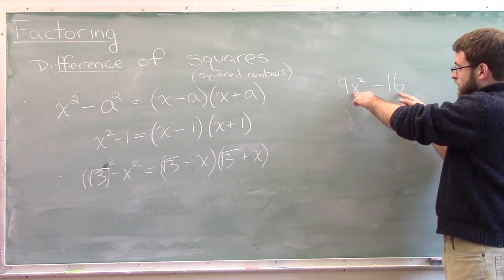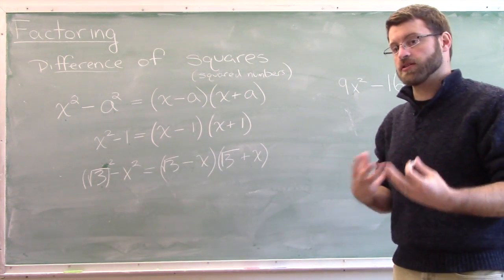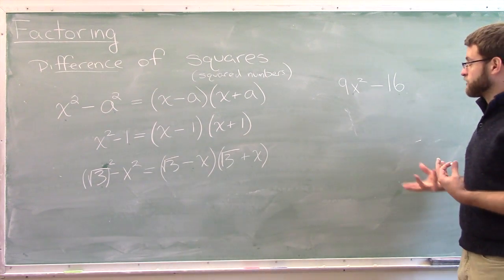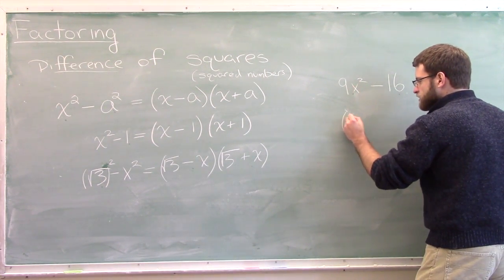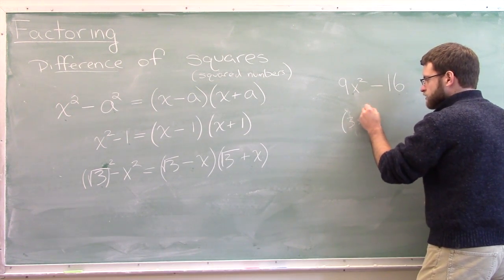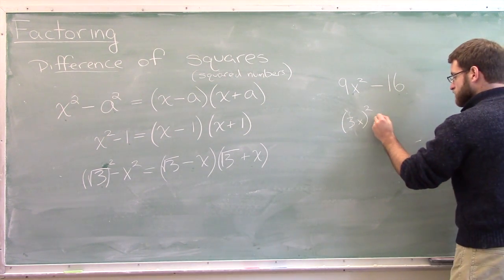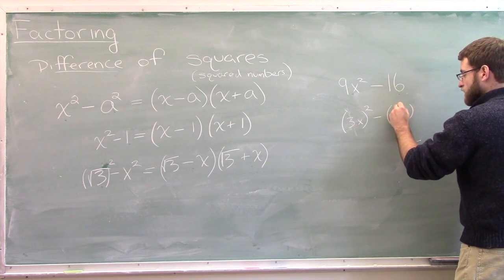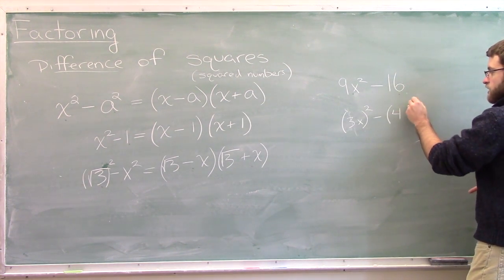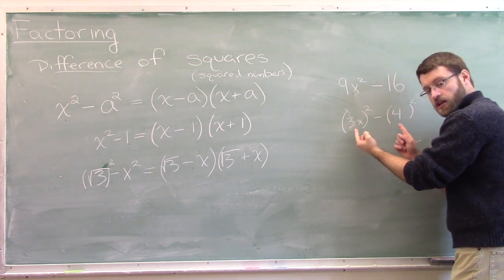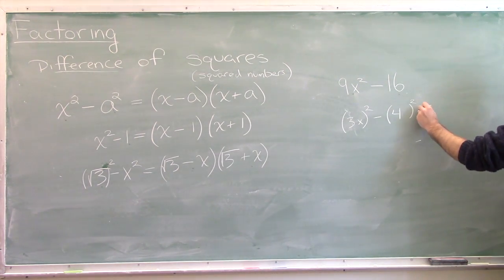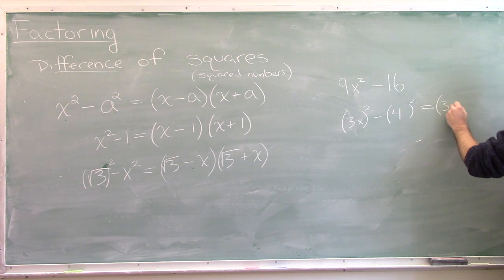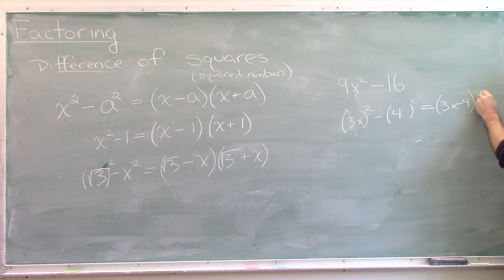It's a difference. I just need to think about it as two things that are squared in order to use this factoring pattern. So my first term, I can think about that as 3x squared. And my second term, 16, is a perfect square by itself. So I can think about that as 4 squared. As soon as I think about it as a difference of two squares, I can factor it using this pattern. And that gives me 3x minus 4 times 3x plus 4.